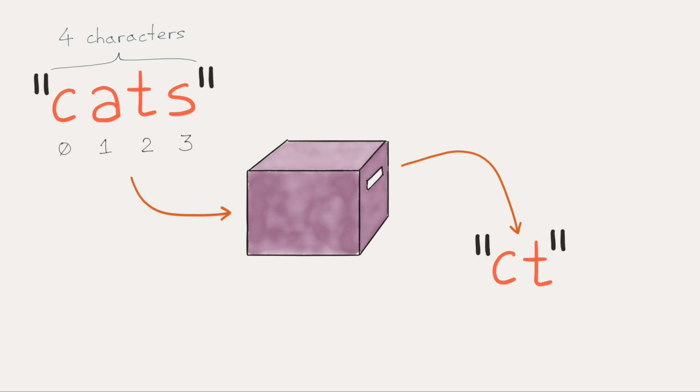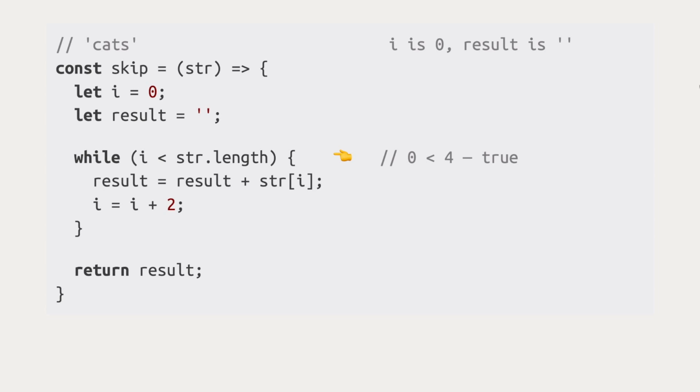The length of cats is 4. Even though indices start with 0, the length is the actual quantity. C is not 0 letters, it's 1 letter. So the length of cats is 4, but the index of its last letter is 3. 0 is less than 4, so go inside the body of the while loop.